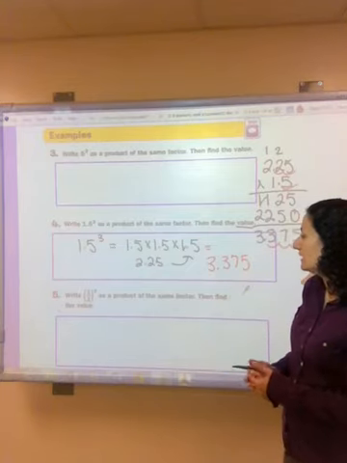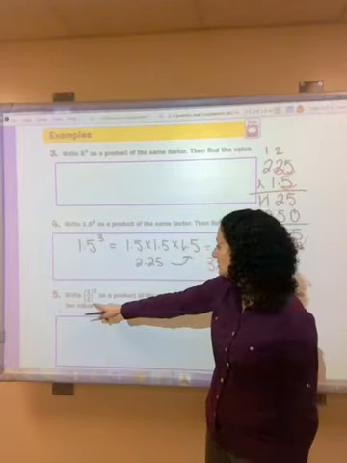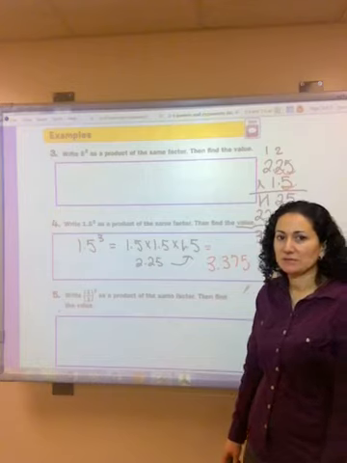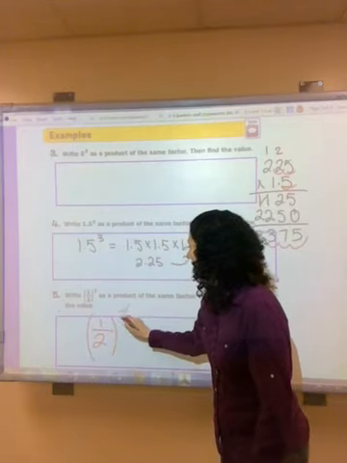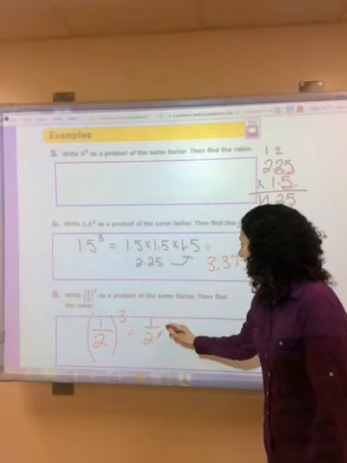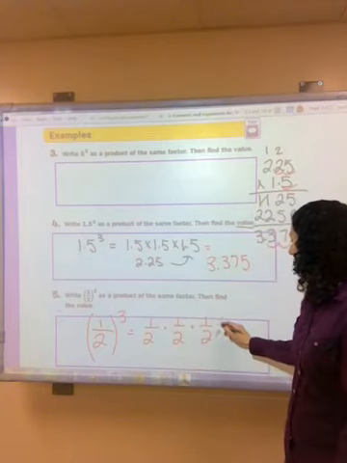Let's try one more. I want you to make sure you have this in your notes also. A fraction. Writing a fraction as a product of the same factor. Let's write that in expanded form. It says 1/2 to the power of 3. That means 1/2 times 1/2 times 1/2.